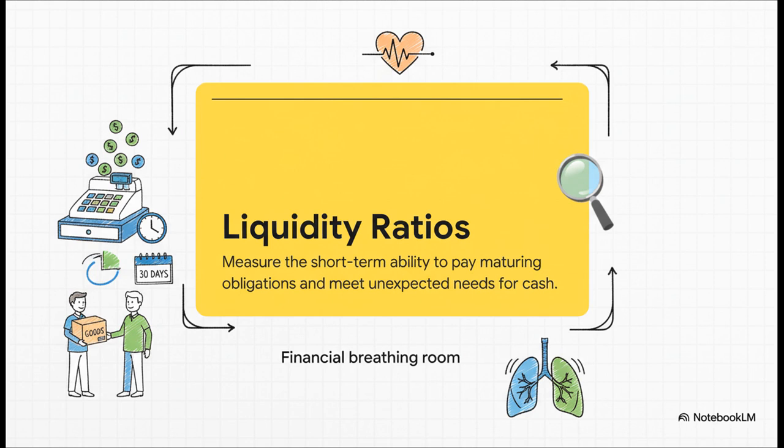Imagine you're a supplier. You just sent a huge shipment of oats to Whitby Cereal, and they've promised to pay you in 30 days. You better believe you're going to be looking at these liquidity ratios. They tell you how likely you are to actually get your money on time. It's all about measuring a company's financial breathing room.